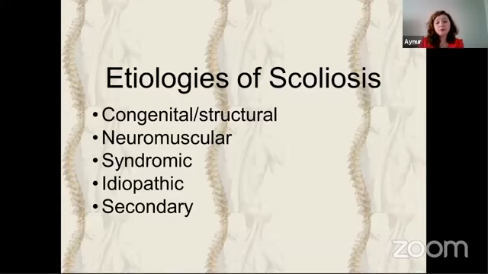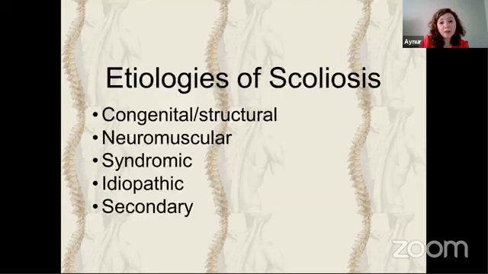Let's come to etiologies of scoliosis. Lots of etiological classifications of scoliosis you can find in books. We can say congenital, structural, neuromuscular, syndromic, idiopathic, or secondary. There are lots of classifications. One of them is etiological. One of them is according to the age. One of them is according to the magnitude of the Cobb angle, location of apex, structural change, or the side of curvature.